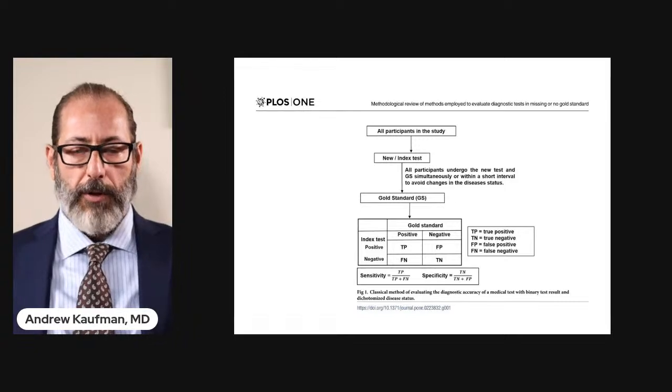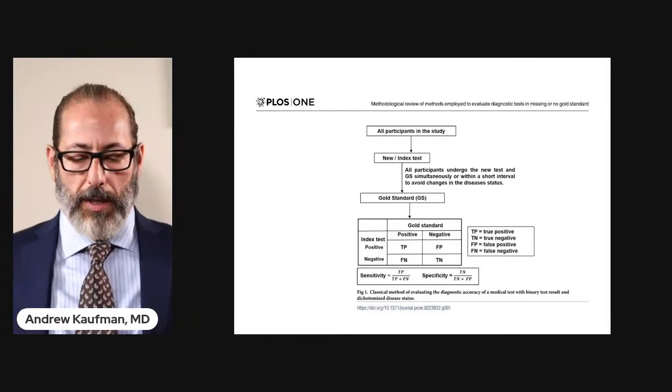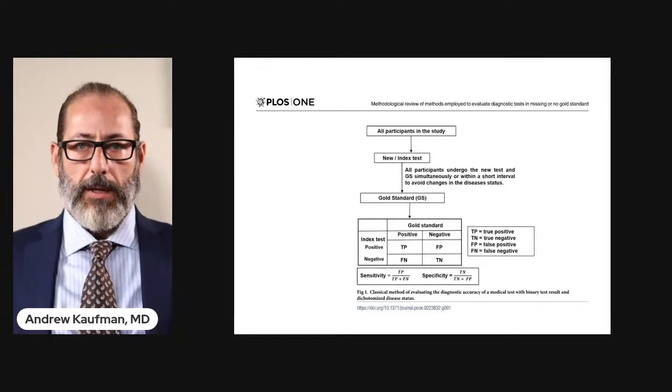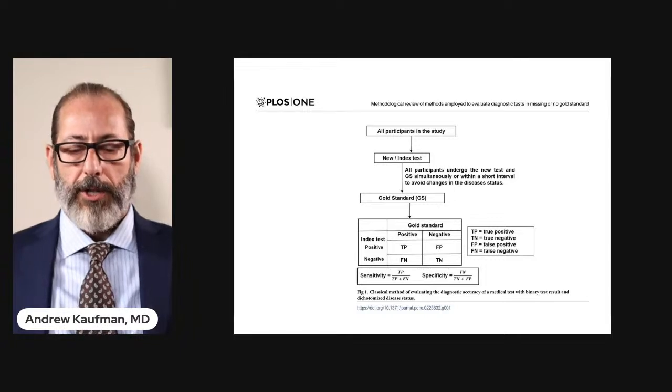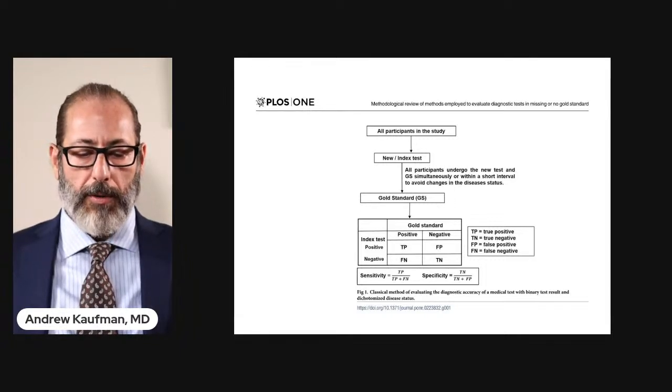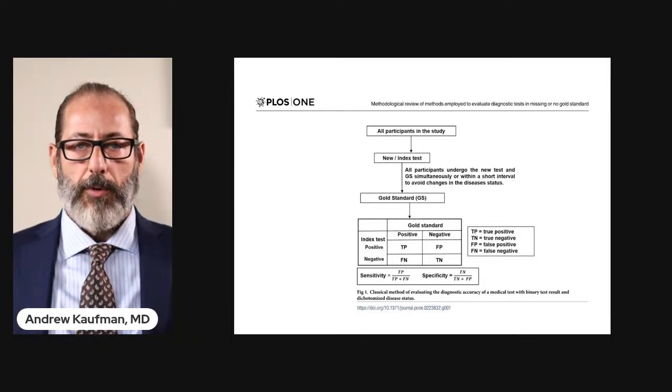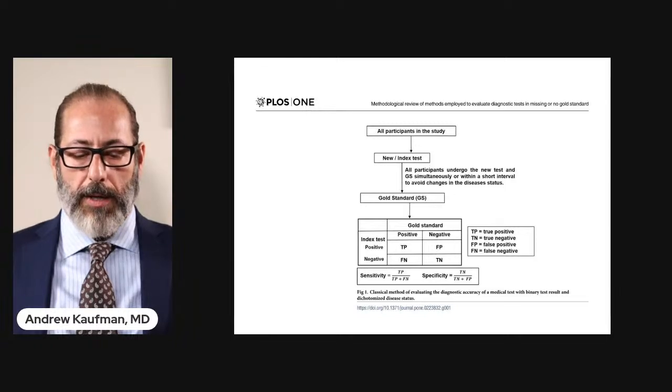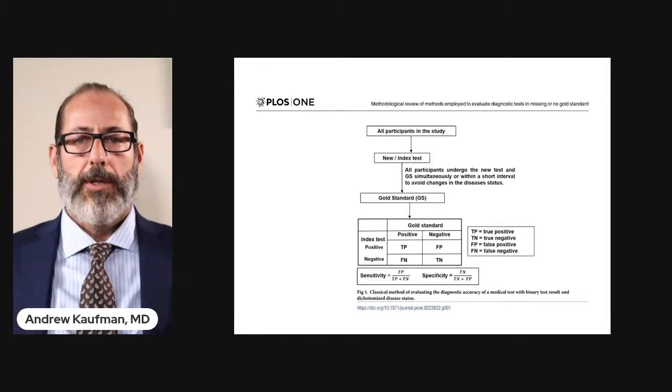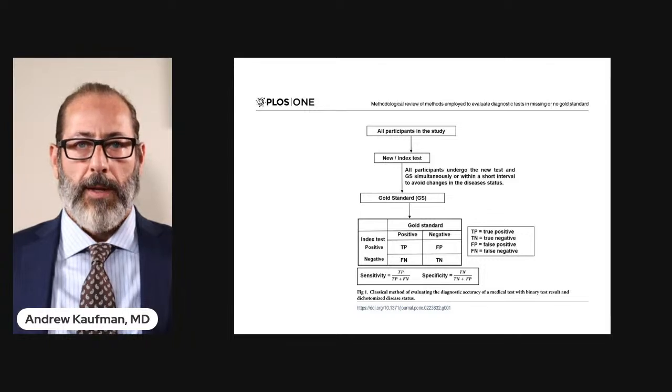So here's a flow chart that describes the classic standard way to perform a validation study. And you can see that you have at the top a new index test, and all of the patients or participants undergo the new test, which is the one that you're trying to validate, and the gold standard, which is the gold standard way of assessing that particular diagnosis.